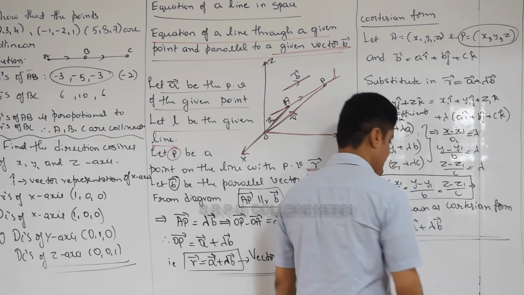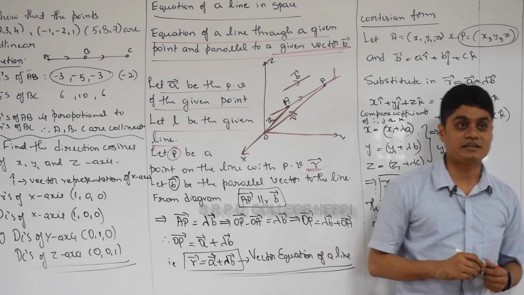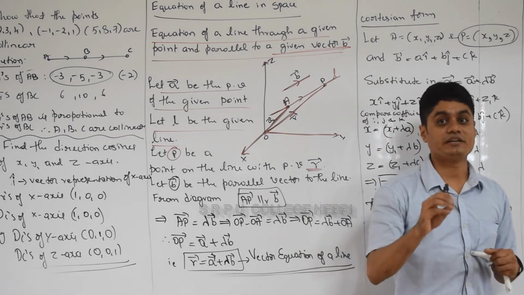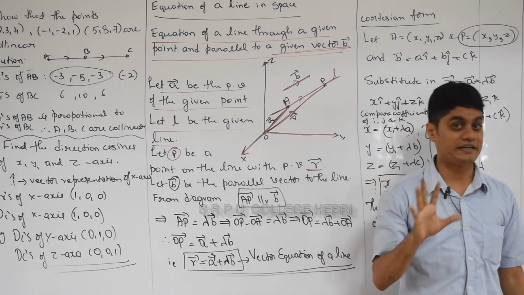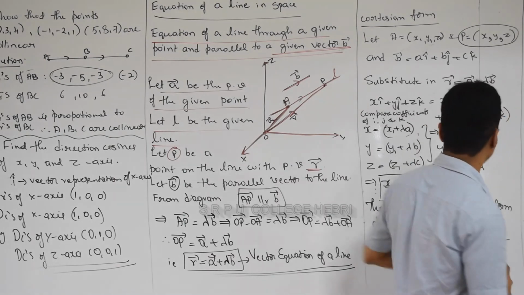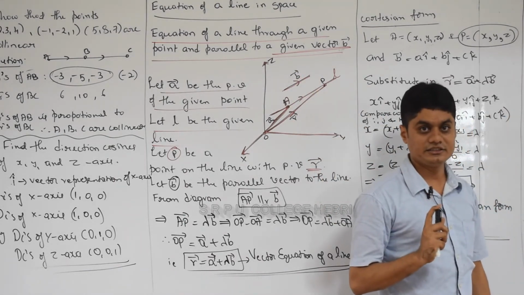Example: derive the equation of a straight line through a given point and parallel to a given vector, both in Cartesian and vector form, for 5 marks. Important question, very important question for 5 marks. Remember, they will ask you to derive it, not just give the formula answer. Is it understood?